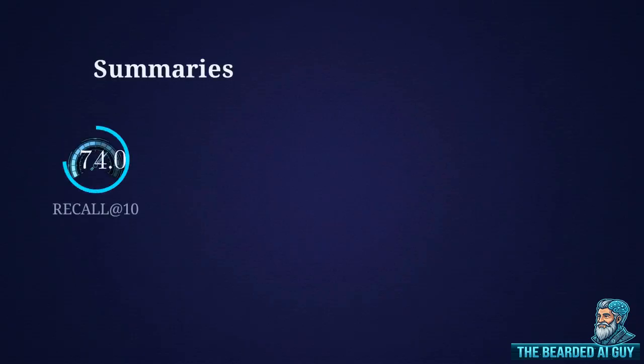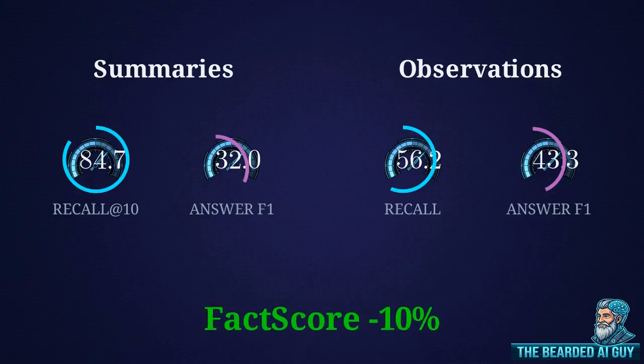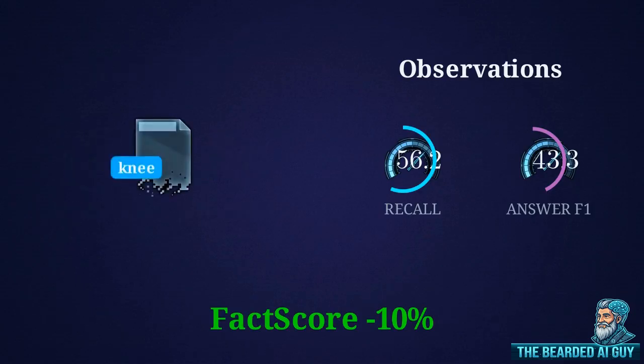The LoCoMo benchmark puts hard numbers on this flaw. When retrieving session summaries, the system hit a high recall score of 84.7, but a low answer F1 score of just 32. Retrieving raw observations resulted in a lower recall, but a much higher F1 of 43. The text remained fluent, barely dropping on the Rouge L metric, but the summarization caused a massive 10-point drop in fact score. The summary had already thrown away the exact factual details required to answer the prompt.